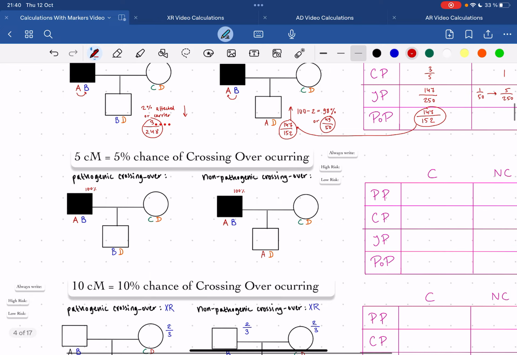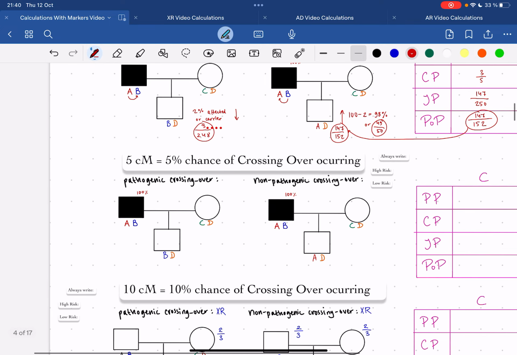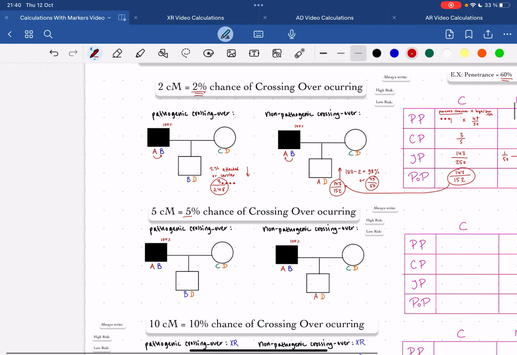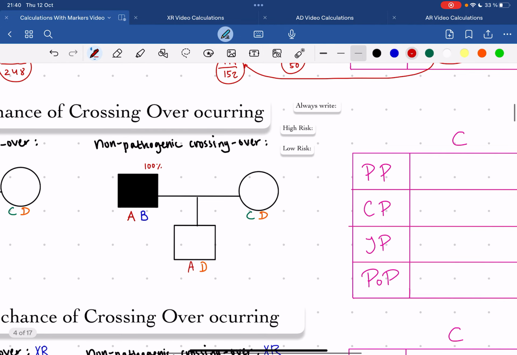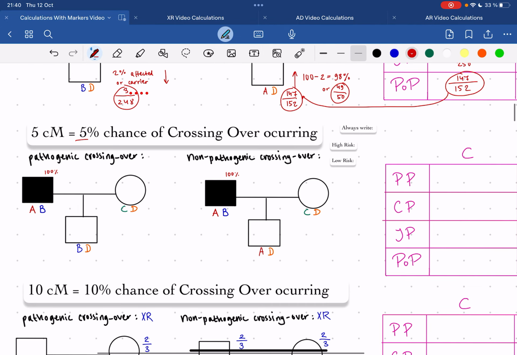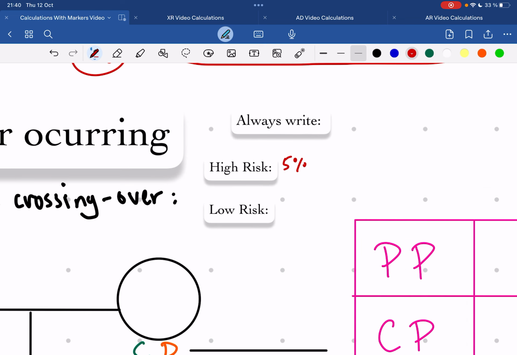All right, next up is the 5% chance. I will just go through this very quickly because we just did this with the 2%, but just to give more examples. Again, it's always important to write high and low risk, and for 5%, 5% is also equal to 1 over 20, while the low risk is 95%, which is equal to 19 over 20. Let me just double check that. Yep.